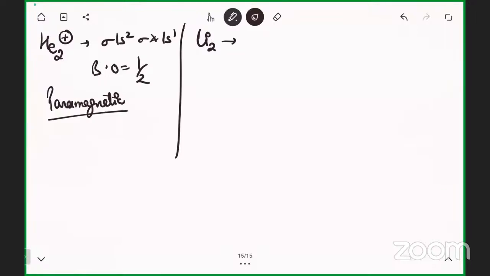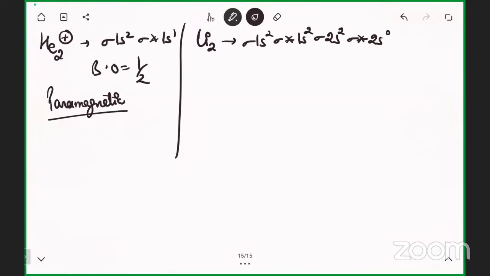Okay, let's calculate the bond order of Li2. Configuration of Li: atomic number of Li is 3. Li2 means double, so 3 times 2 is 6 electrons. So sigma 1s2, sigma star 1s2, sigma 2s2, and sigma star 2s will be 0.